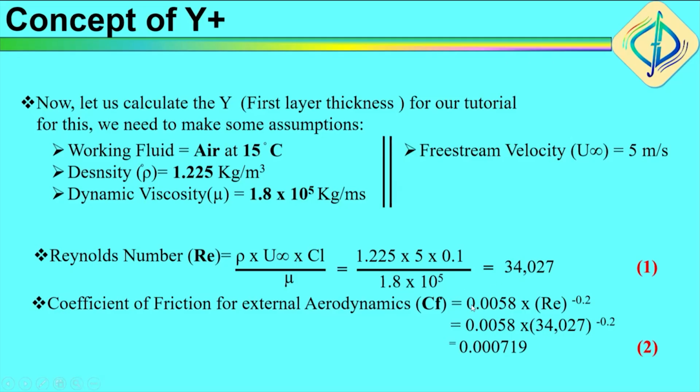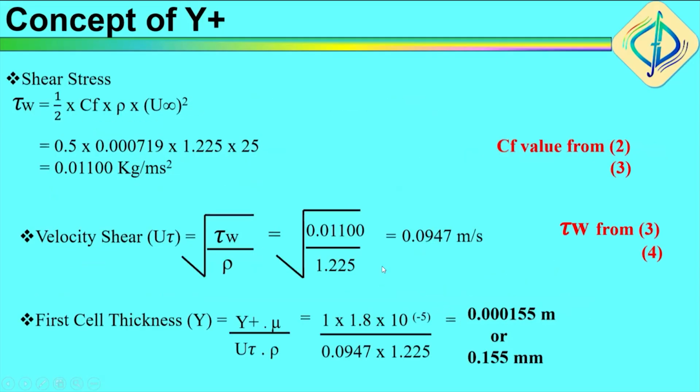So this is the constant number that we are using, and the Reynolds number we are taking from equation 1. So 0.058 into Reynolds number to the power minus 0.2. This came out to be 0.000719. Okay, so we have our CF value as well. So we have our Reynolds number, we have our CF value.